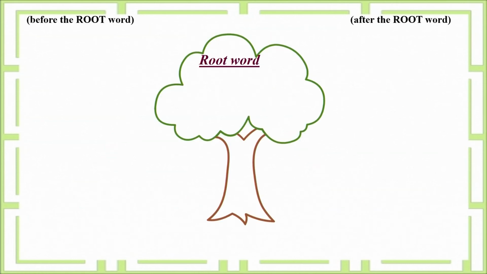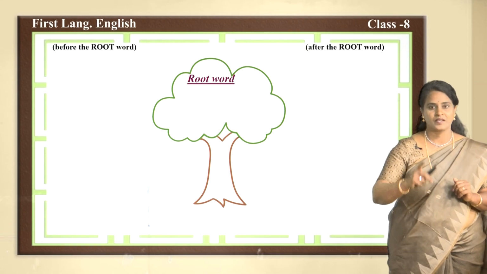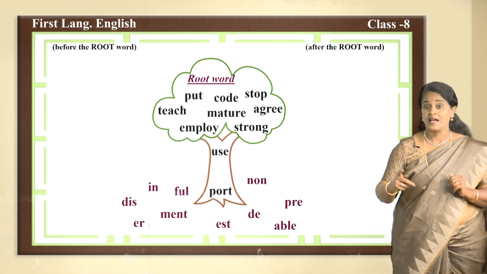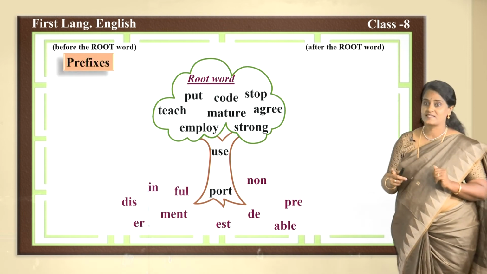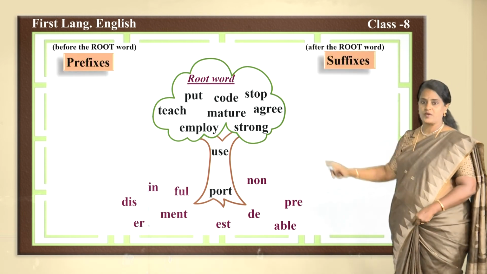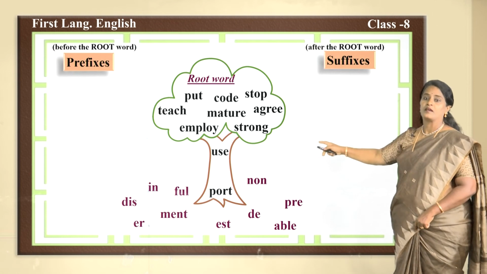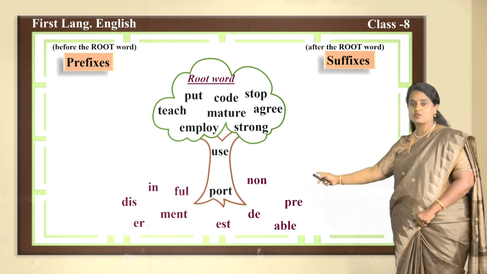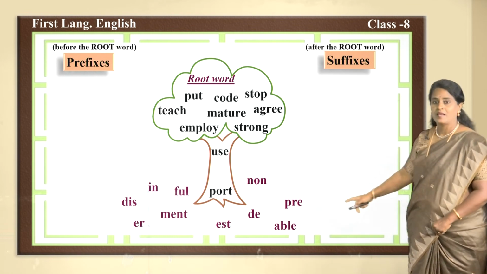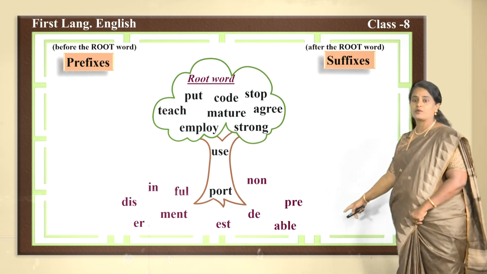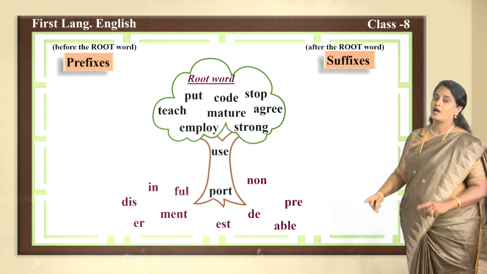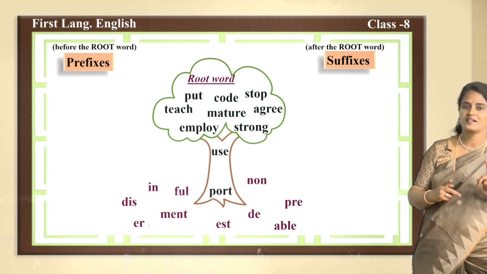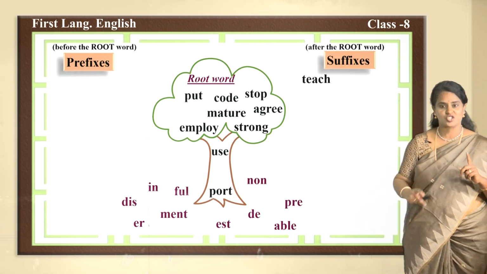If this is clear, you have a task here. So, I told you if it is before the word, you call it a prefix. After the word, you have suffixes. Clear? And you find a tree. You have the root word in the branches, which has the outline green and also red with a stem. And children, below you have got words. Now, you will have to match them. Shall we start?